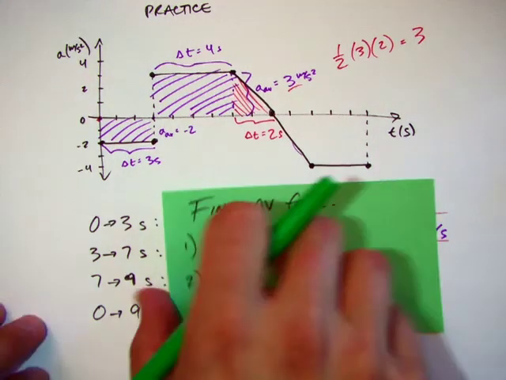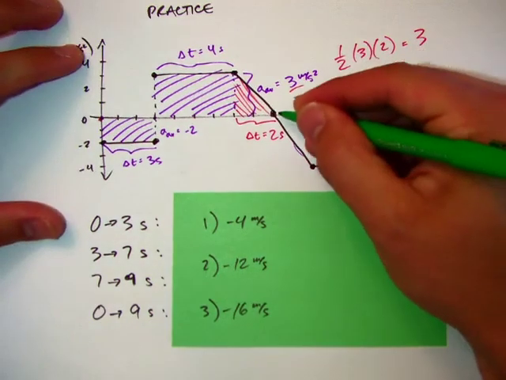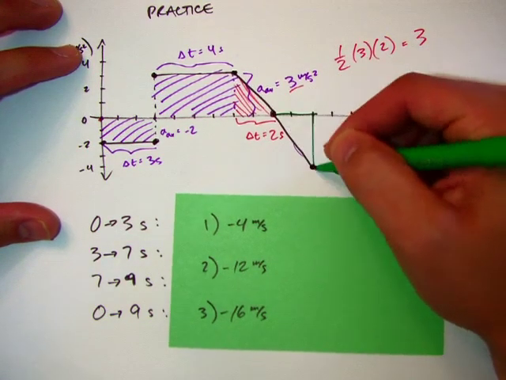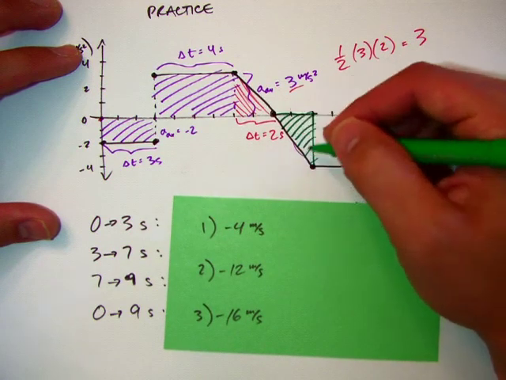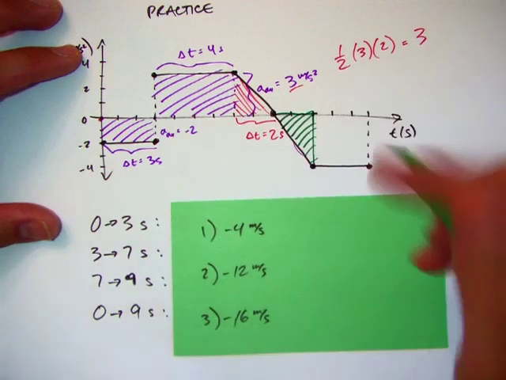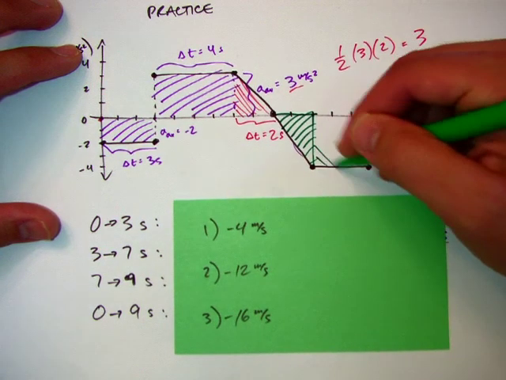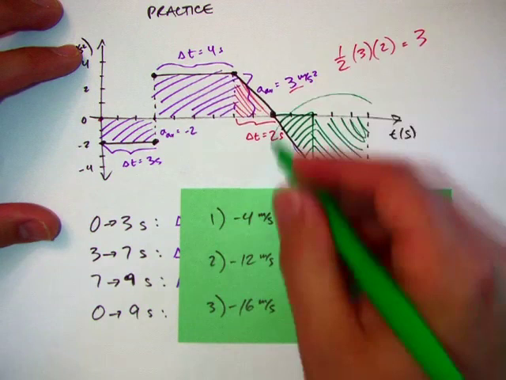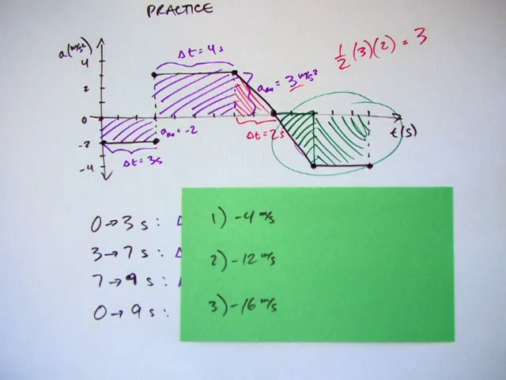Okay, from 9 to 11, it's -4. So we have this area here. -4 times 2 times 1/2, so it's -4. From 11 to 14, we have 3 seconds times -4, so -12, and then overall, we sum them, we have a change in velocity of -16 meters per second.